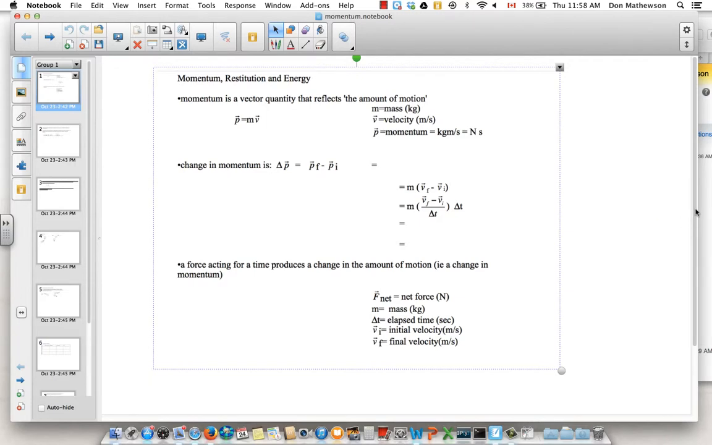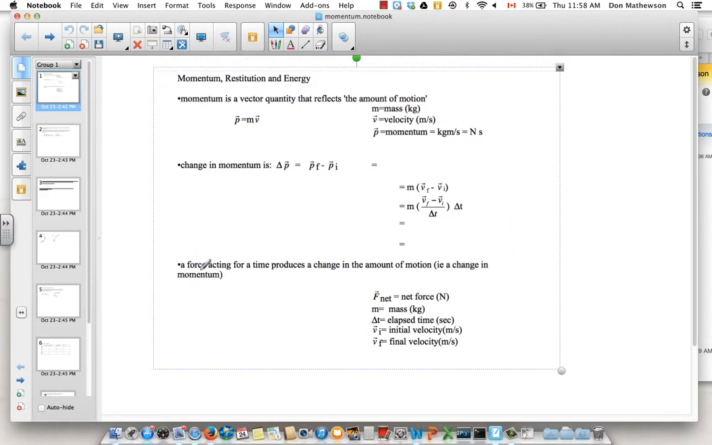Now, had we gotten a negative answer, that would have told us the direction of the car. So let's just note that this was positive, and that positive has significance. Really, this is a vector equation, and we should indicate the directions that the objects are moving using positive and negative signs. But everything was moving to the positive or right direction, so there were no negatives here.